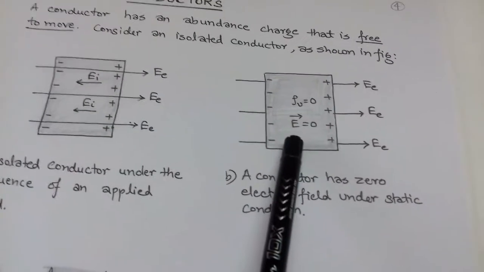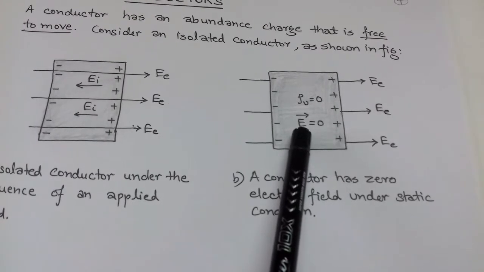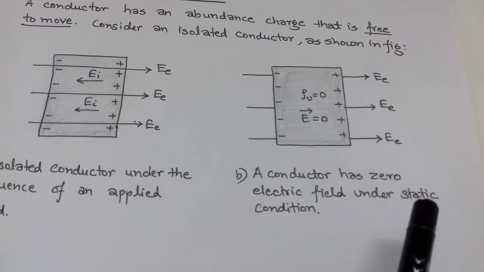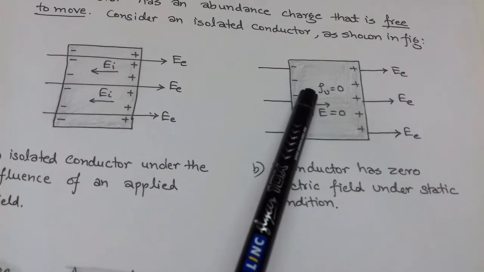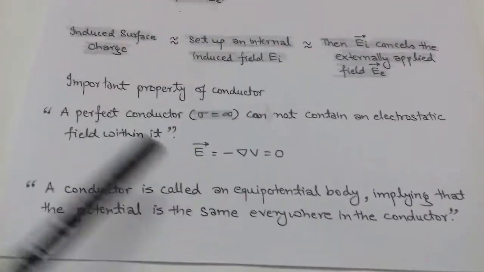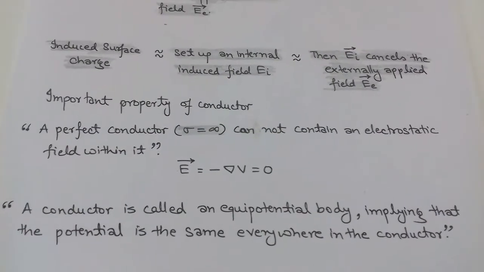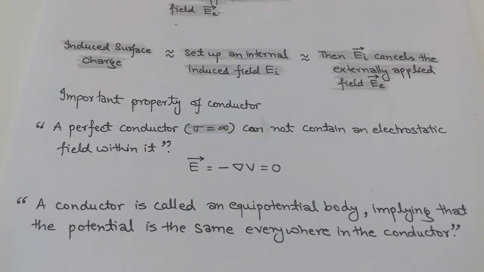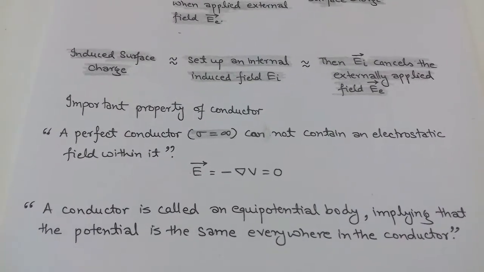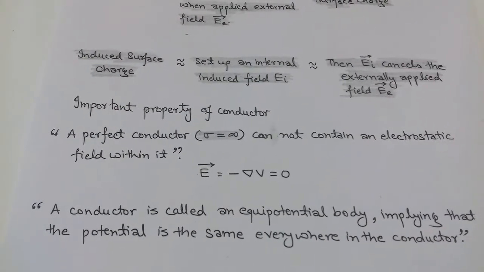So there are some important properties of conductors. A perfect conductor, having conductivity equal to infinity, cannot contain an electrostatic field within it. Here we see that inside the conductor the electric field is 0. There is a cancellation of the external field due to this internal induced electric field. So for a perfect conductor the electrostatic field within the conductor is 0.